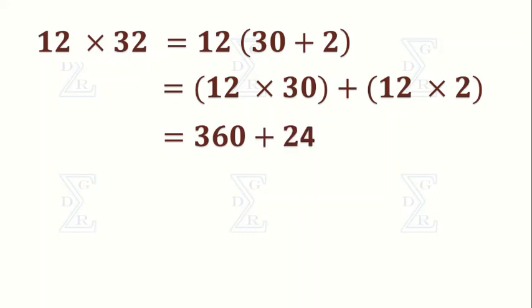Here, how to do a simple multiplication of 12 and 30. First, we ignore 0 in 30, and the product of 12 and 3 is 36, and join 0 to the right side of the result, that is 36, it becomes 360. Sum of 360 and 24 is 384.